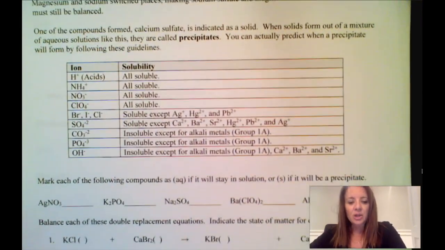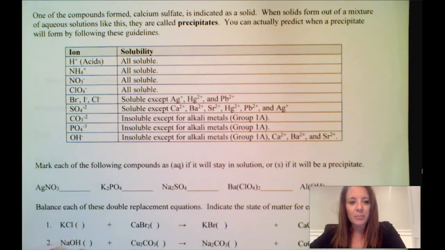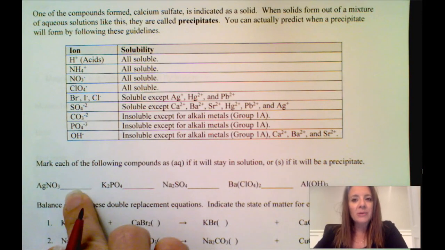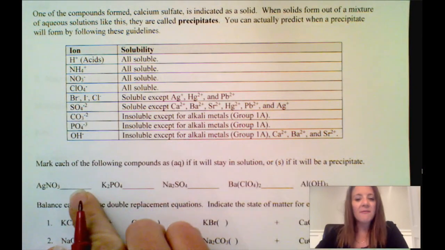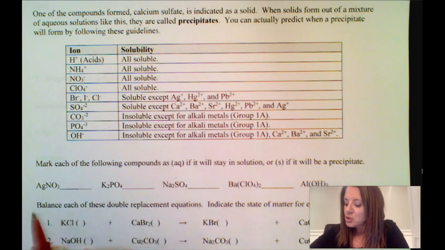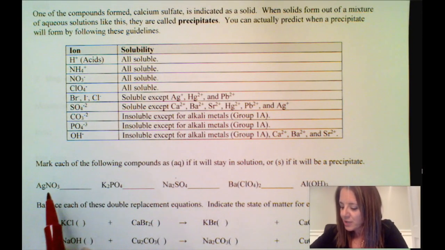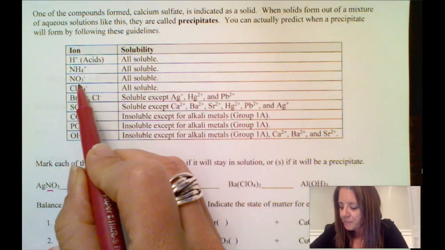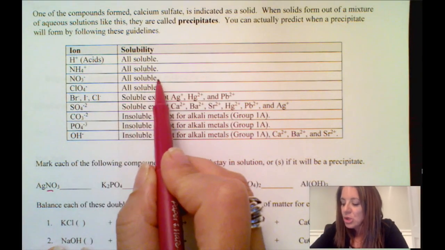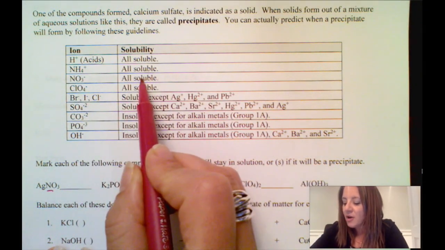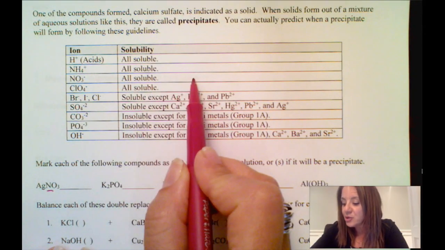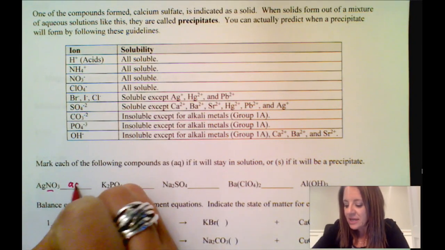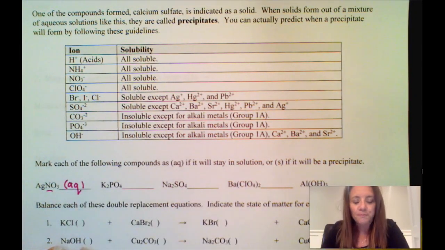So when I'm taking a look at these compounds that are listed below, I want to know, is silver nitrate a compound that stays dissolved in solution, or does it form a solid precipitate? So if we take a look at silver nitrate, I look at the last part of the name, nitrate, and there it is there, NO3, and it says all soluble. So what that means is any positive ions that are hooking up with nitrate will remain dissolved. So that means that this compound is aqueous, and we put AQ.